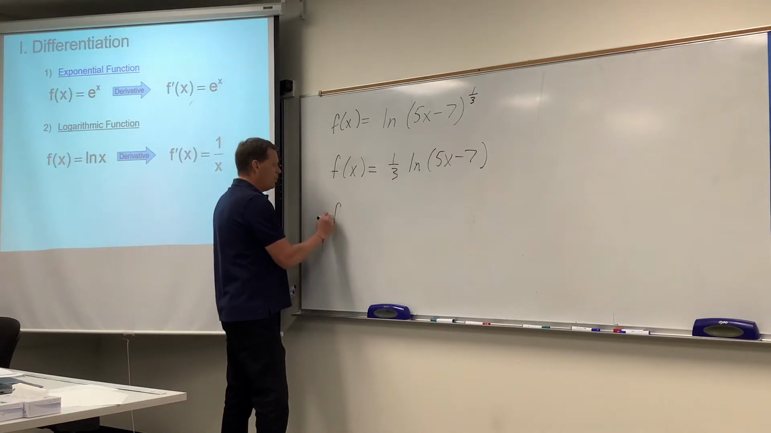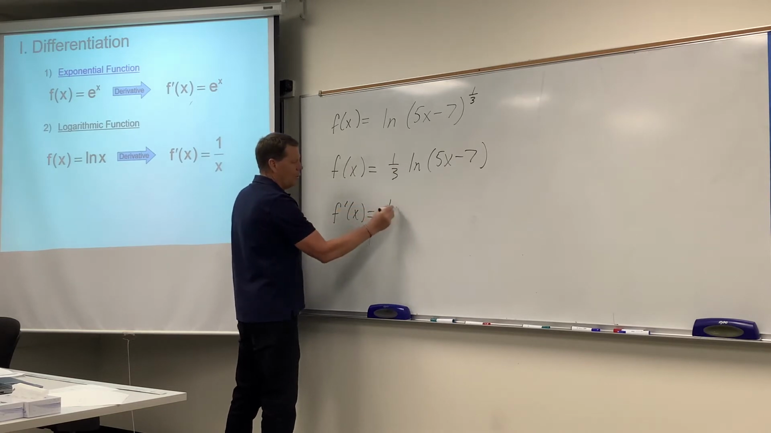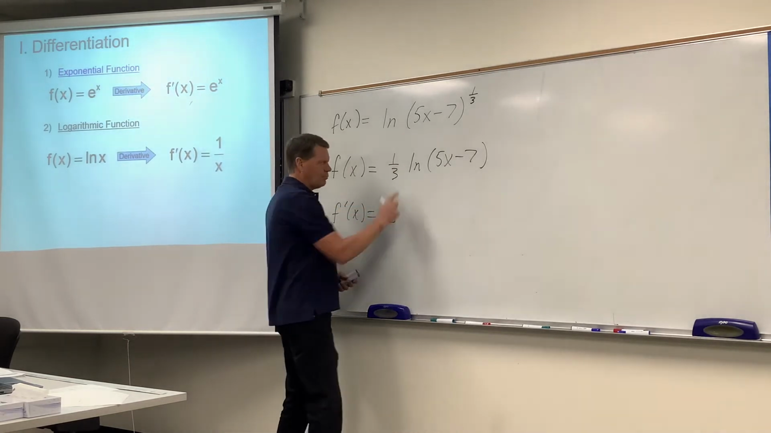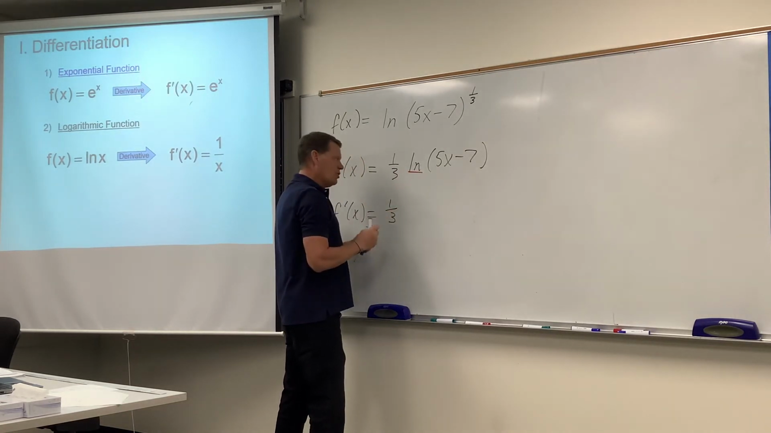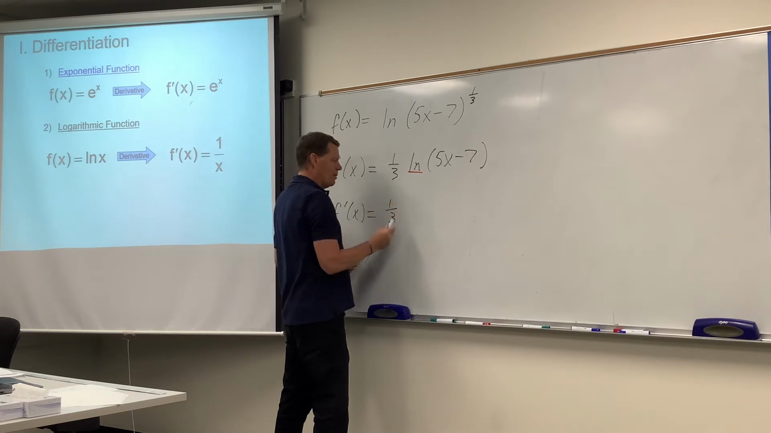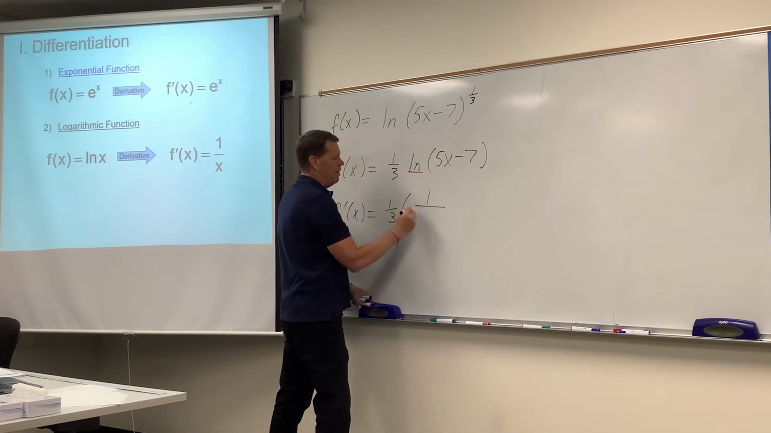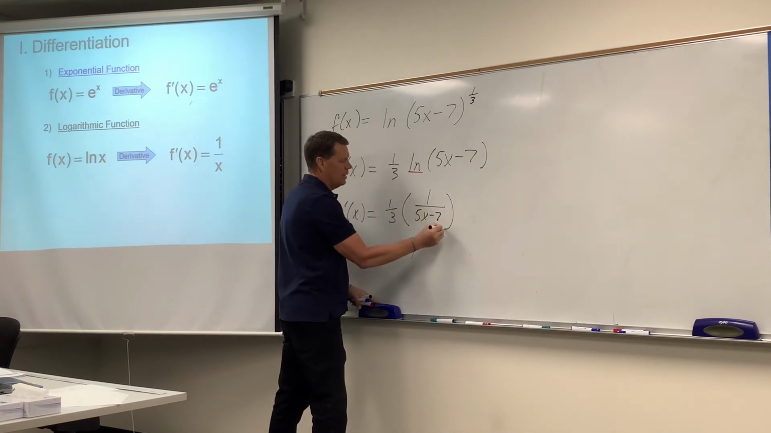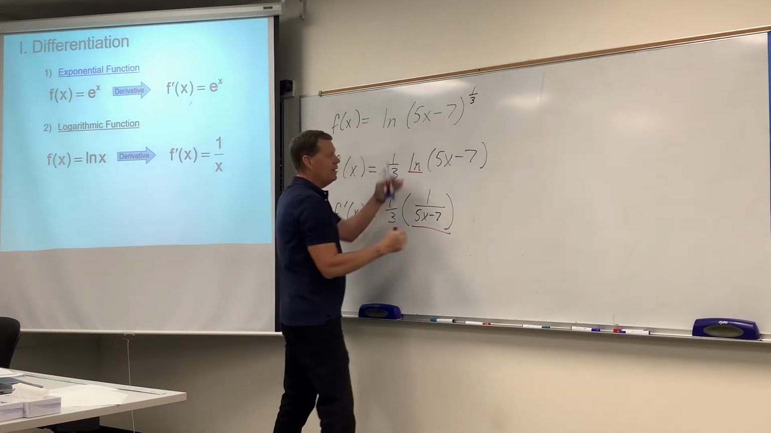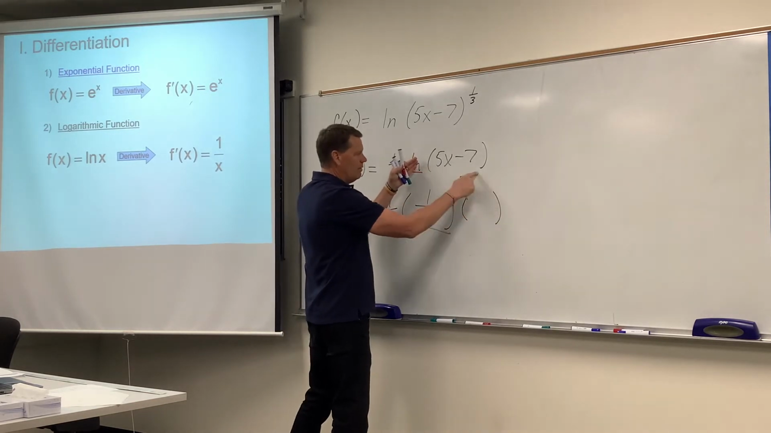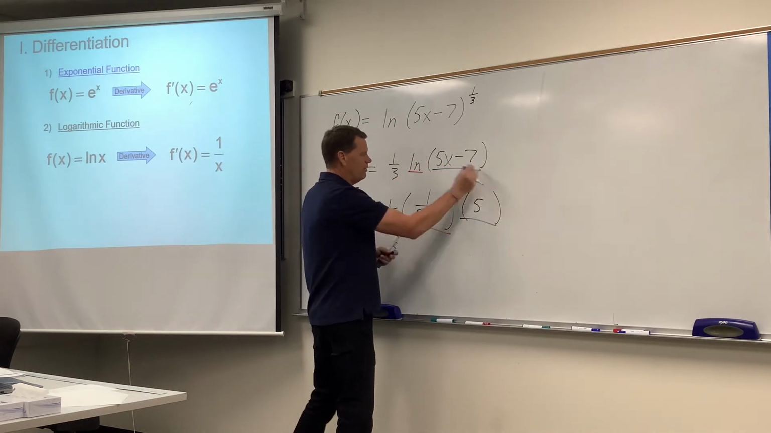So f prime of x would be, that's just a coefficient, right? Just a number. So 1/3. And then, here we go with chain rule again. Outside, inside. So what's the derivative rule for natural log of something? 1 over that something. And that's the derivative rule that goes with this, 1 over. And then, according to the chain rule, the derivative of what's inside, which would just be 5 minus 0. So again, the 5 would be the derivative of what's inside.